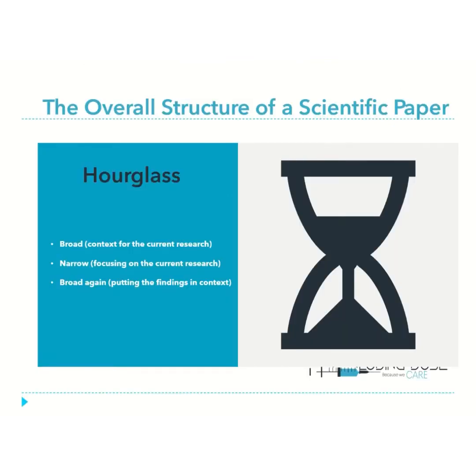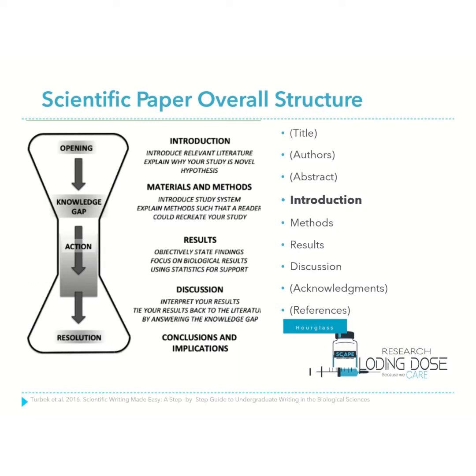So the scientific paper overall looks like an hourglass. As you can see, it starts broad with the context of the literature review, going narrow when we go to the method section and results section, and then we broaden again when we go into the discussion part and we end with the conclusion. So we always say that the structure of a scientific paper looks like an hourglass, as we can see in here.